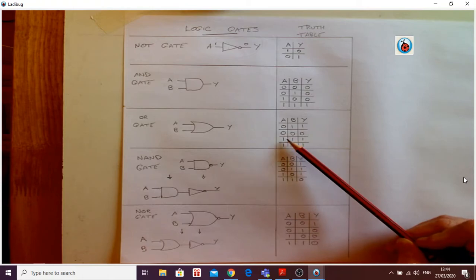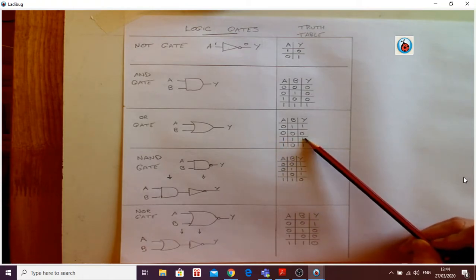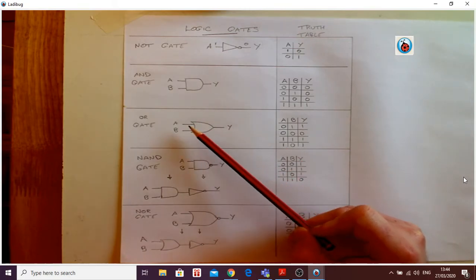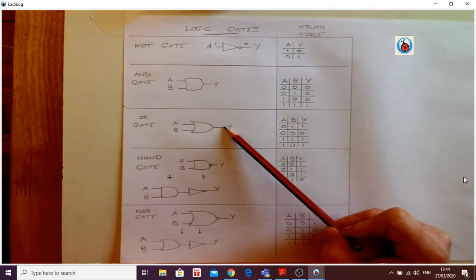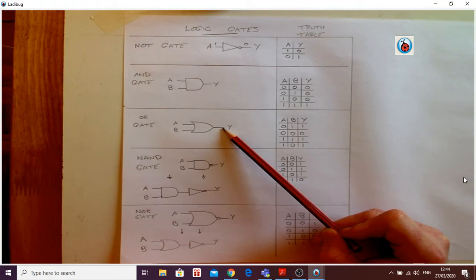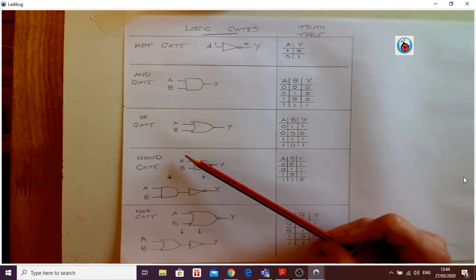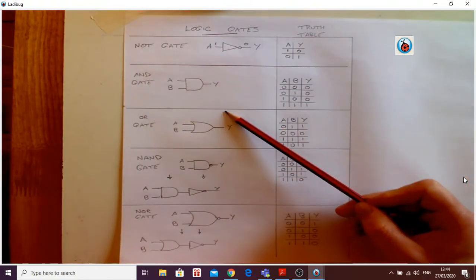If both A and B are 1, then we get a 1. And if A is 1 and B is 0, you get a 1. So if either one of the inputs is 1, we get an output of 1. Now we move on. These are the most basic 3.